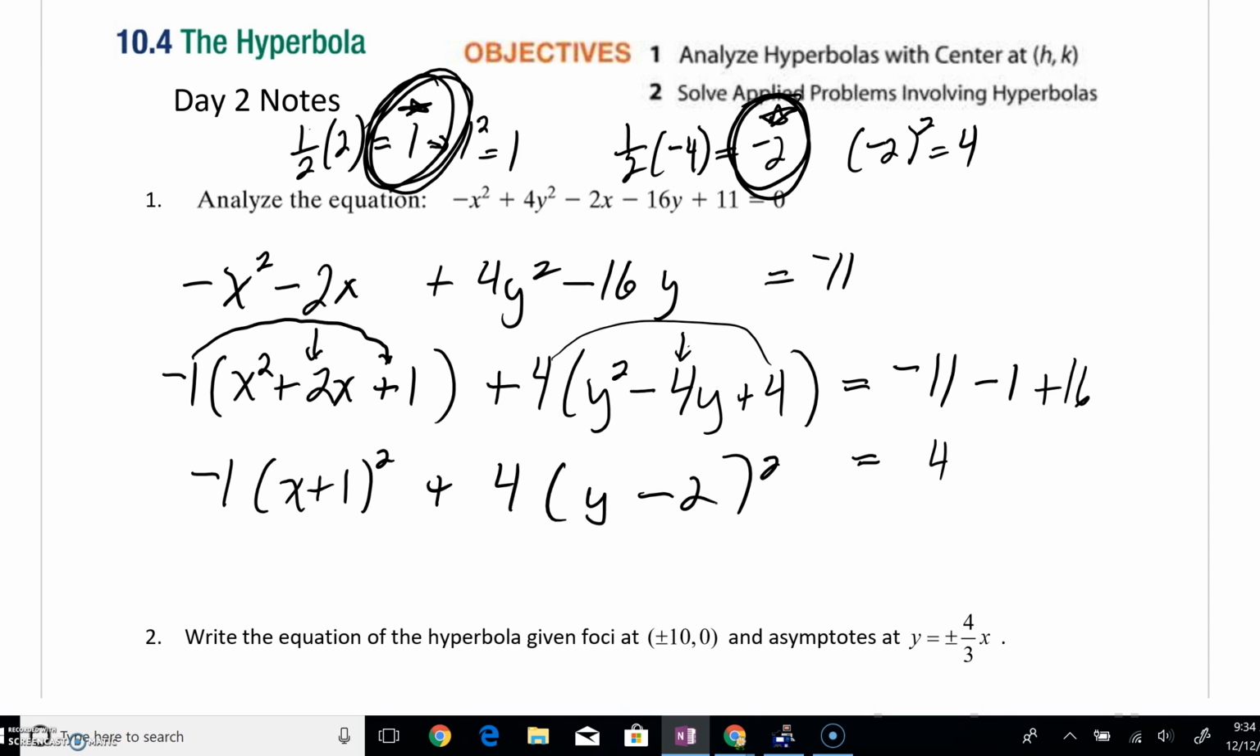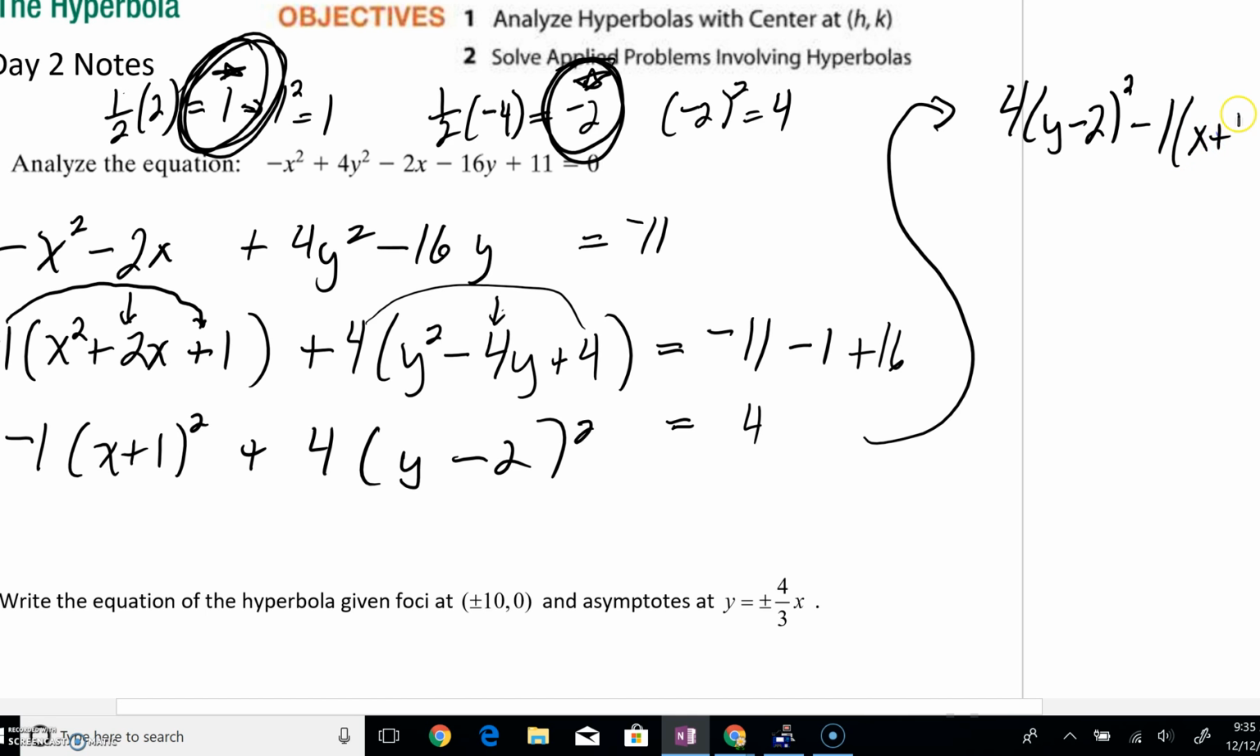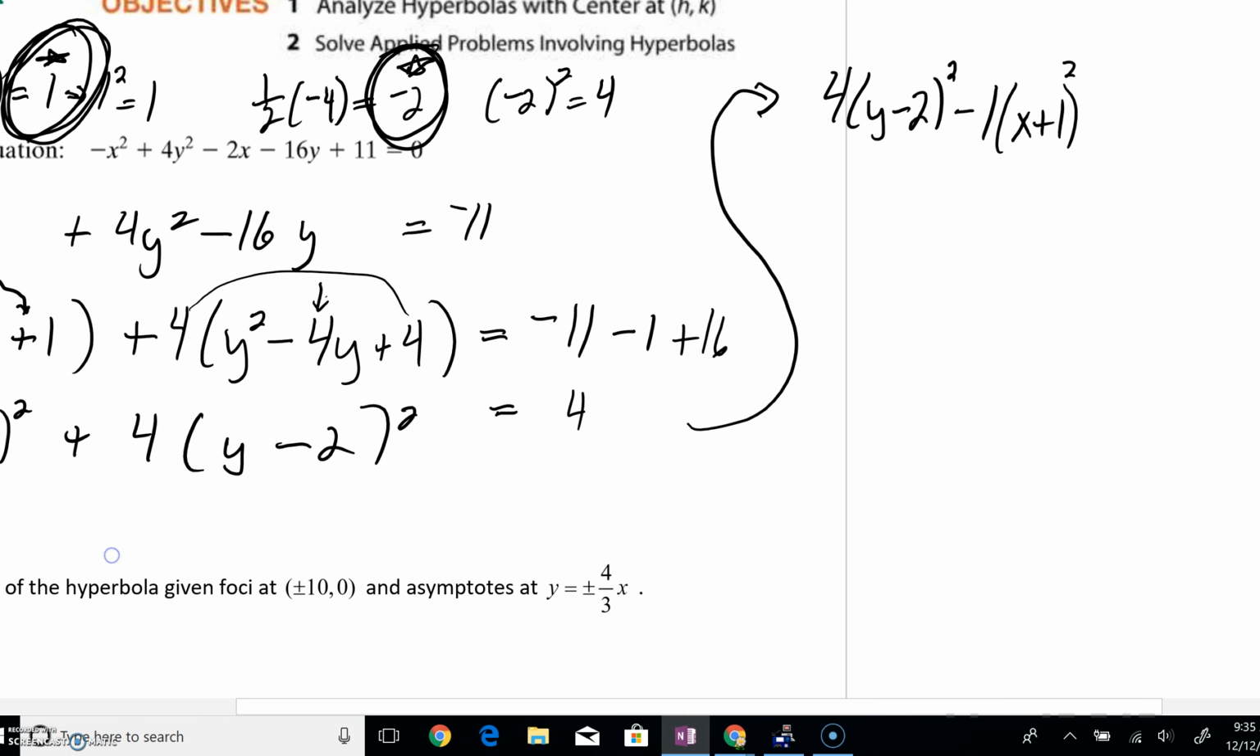So now what? Well, I'm going to slide this over a little bit, and I'm going to rewrite this problem. I'm going to have my positive term coming first, 4 times y minus 2 quantity squared. Then I have my minus 1 times x plus 1 squared, but that's all equal to a 4. And it's beginning to look a lot nicer. But I don't want to see a 4 on the constant right-hand side. Can you just move the x to the right side? No. You want to always have a 1 on the right-hand side.